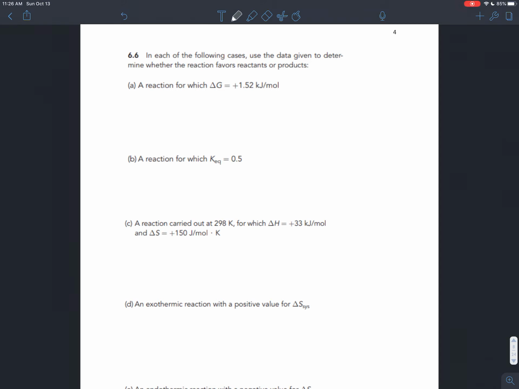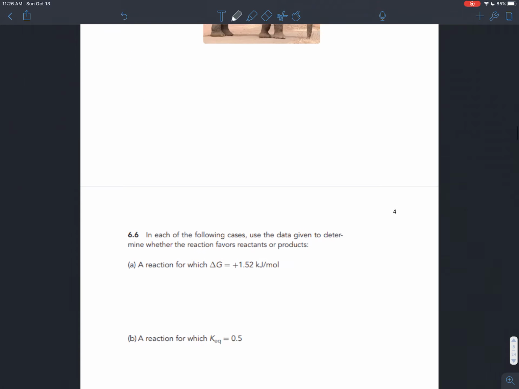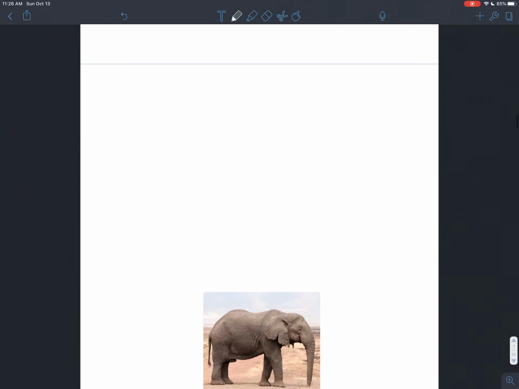In exercise 6.6, they're giving you different values for delta G and for K, and they're asking you whether the reactants or products are favored in each of those reactions. So you'll notice that there's a lot of overlap between delta G and K.